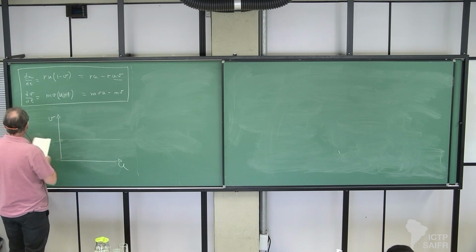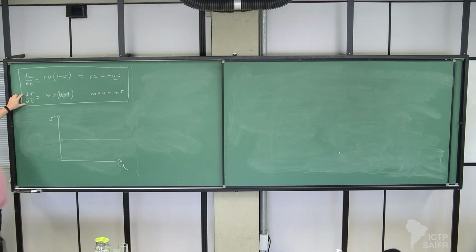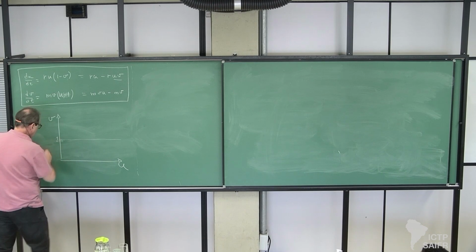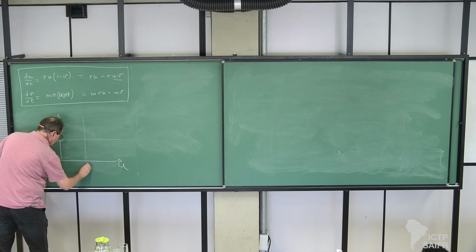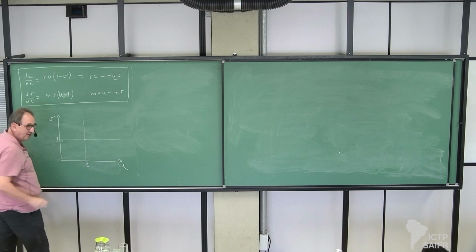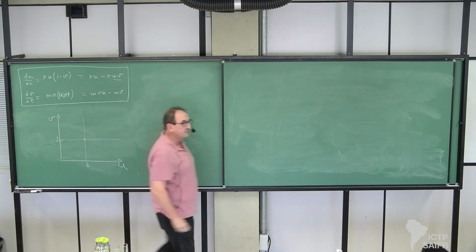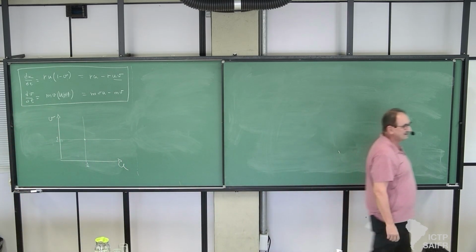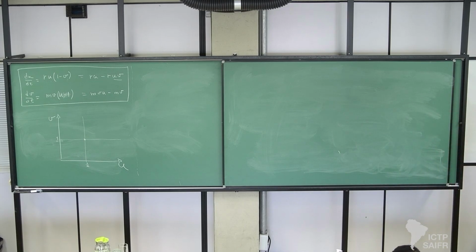And the nullcline for v is when this is equal to 0, and this is just the line u equal to 1, okay? So this is 1, and this is 1. You have the intersection where you have the fixed point, which is neutrally stable, right? That's the third case. You have unstable, stable, and this is neutral stability.